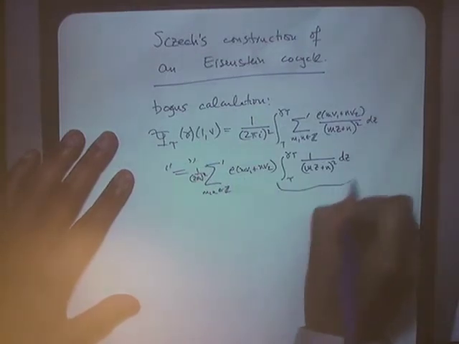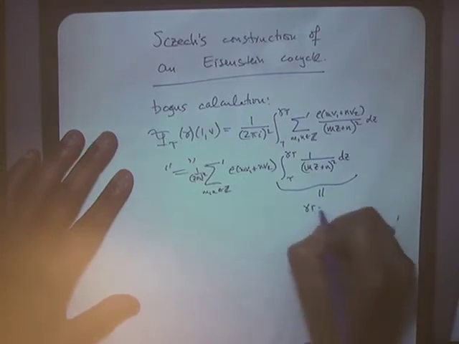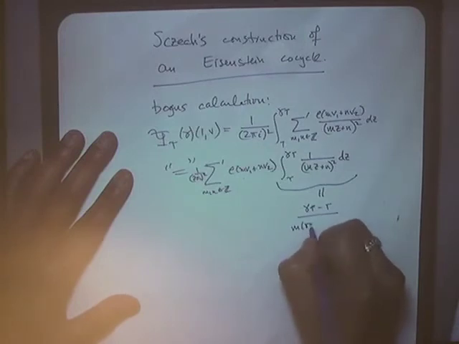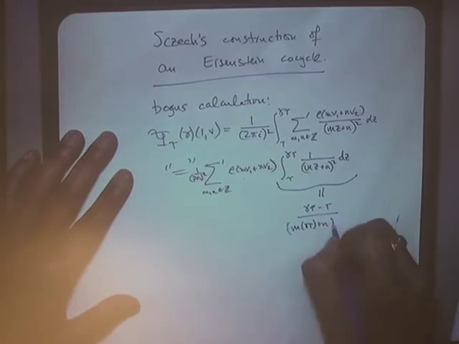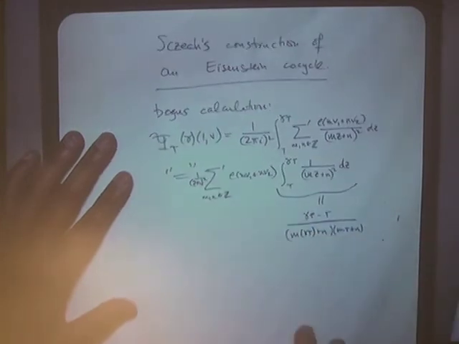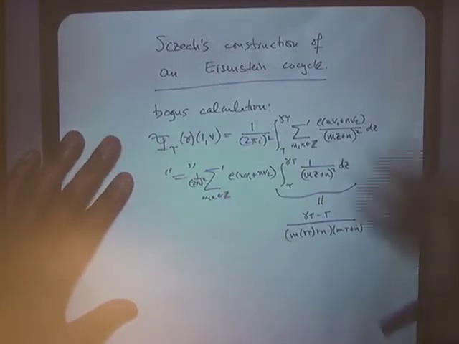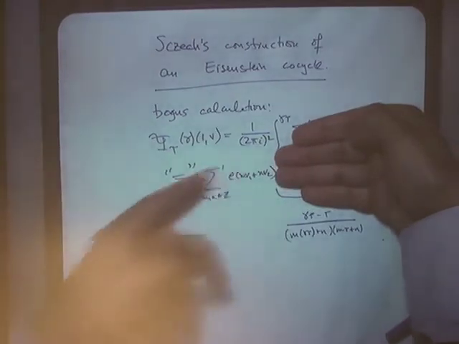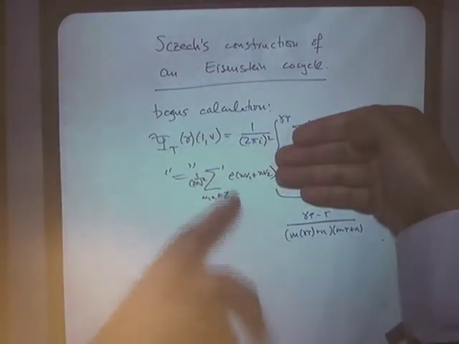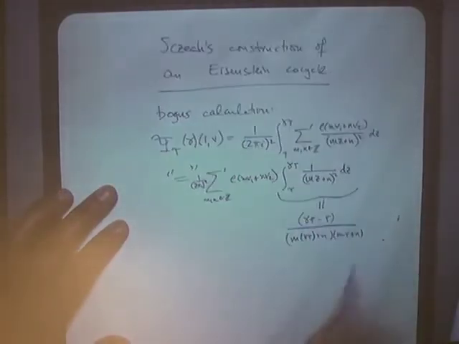And it turns out, if you evaluate that, this is equal to (γτ − τ) over (m γτ + n)(m τ + n). So you've gotten rid of the integral. Now I've got just a sum over m and n of this constant times this constant. So there's no more integrals.